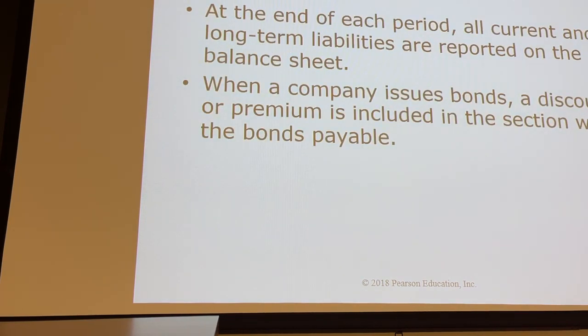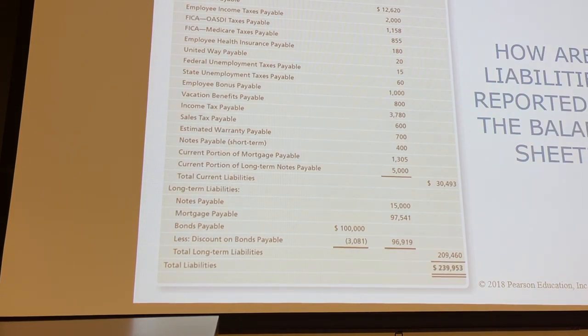Okay, there's also a discussion in this chapter about how we report liabilities on the balance sheet. And so here's an example of the liabilities section of a balance sheet. And just a couple things here I want to point out to you. So a lot of things listed here are current liabilities. And we mentioned last week that if you have a long-term liability, but some of the principal payments on it are due within 12 months, then those principal payments have to be treated as current liabilities.